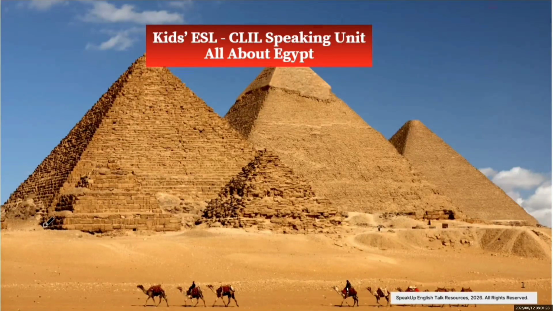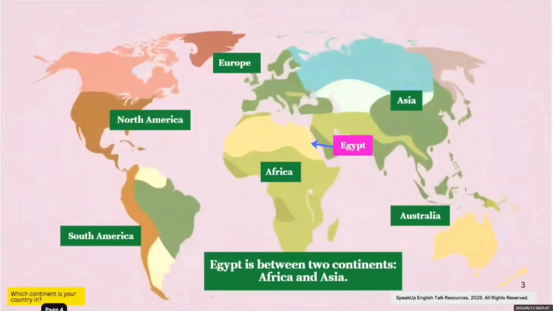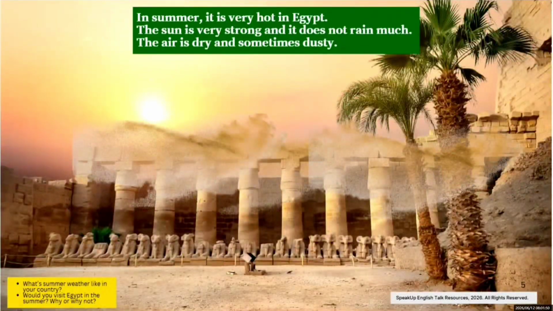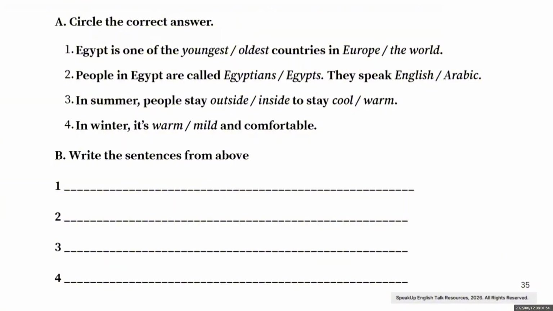This is for kids ESL speaking, and it's for primary school students who are at the upper beginner level, for grades 4 and up. So let's take a look. The first part is the lesson itself, followed by some exercises at the end. So I'll go through that with you.